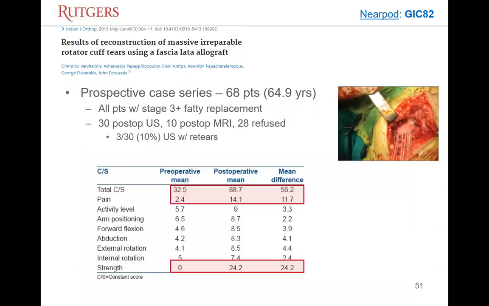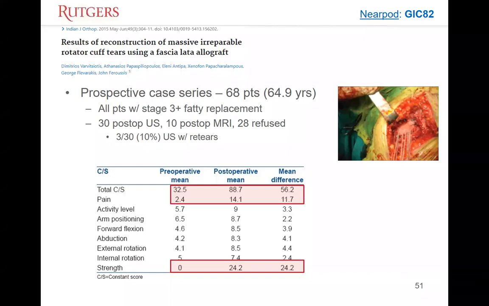A Greek group reported on 68 patients who underwent augmentation with a fascial allograft and were followed prospectively. They found that all their patients had stage 3+ fatty replacement on their pre-op MRIs, and most of the patients had post-op imaging, but about half of them did not agree to post-op MRI because they were too happy with their results. At final follow-up, they reported constant scores improving from 32 to 88, with the greatest increases seen in pain and strength. And on the post-op MRIs, they found that the repair interfered with the ability to visualize healing. So they did ultrasound instead and found a 10% retear rate.